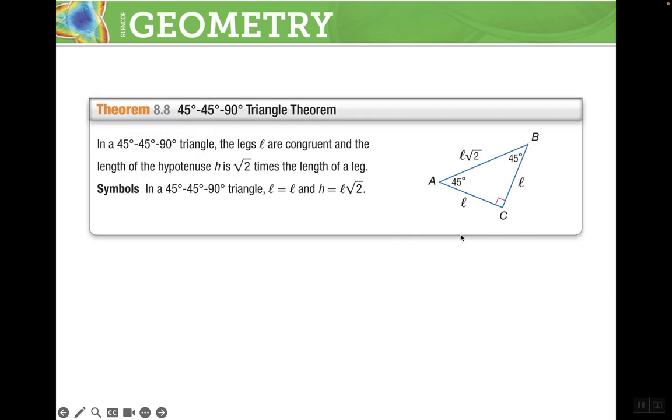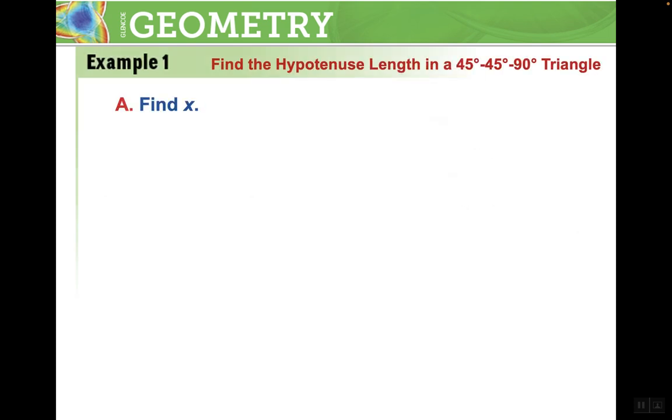The 45, 45, 90, that's your isosceles right triangle, where you have 45, 45, and these sides are the same length. They use an L, I like to use an X or something. The relationship between the hypotenuse and the legs is that the hypotenuse is the leg length times the square root 2. So we're going to use that to solve some problems.